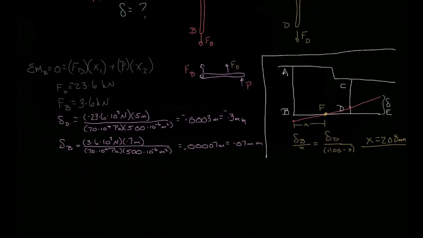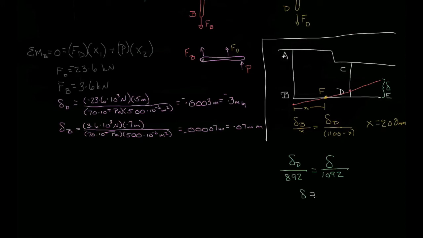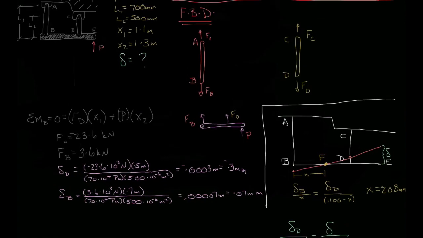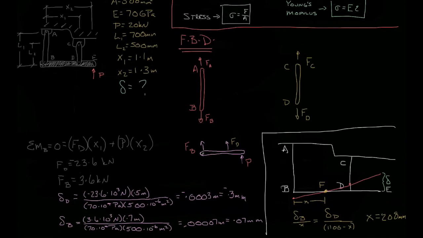Great, we're most of the way through. Now we can set up another similar triangle ratio, let's do this in green, where this triangle is similar to this triangle. We know delta D over 892 equals delta, the deflection we're looking for, over 1092. Solve for that, and we see that the deflection is 0.37 millimeters.